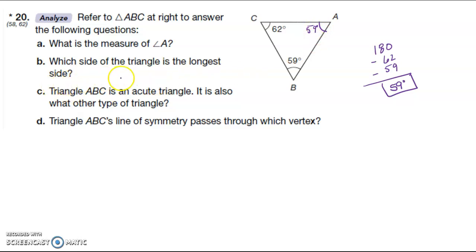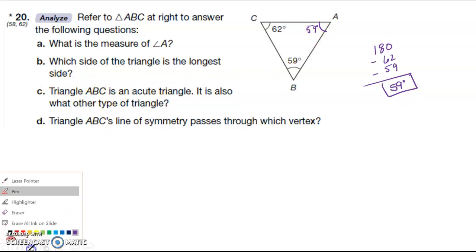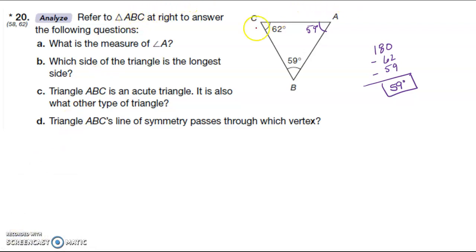Okay. Which side of the triangle is the longest side? So this is dependent upon the angles. This is the largest angle, so the longest side is going to be across from the largest angle, so that is AB.